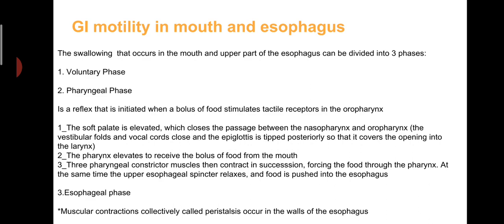Pharyngeal phase is a reflex that is initiated when a bolus of food stimulates the tactile receptors in the oropharynx. The soft palate is elevated, which closes the passage between the nasopharynx and oropharynx. The pharynx elevates to receive the bolus of food from the mouth. 3 pharyngeal constrictor muscles then contract in succession, forcing the food through the pharynx. At the same time, the upper esophageal sphincter relaxes, and the food is pushed into the esophagus.